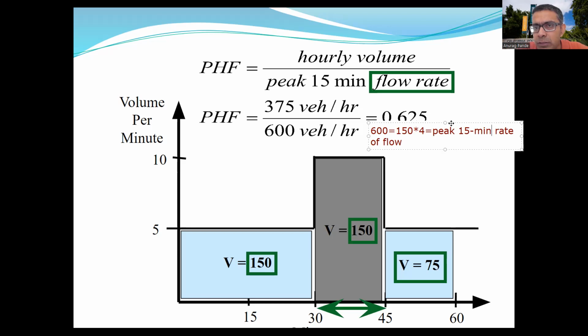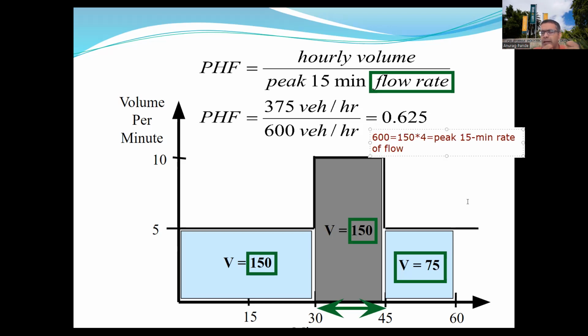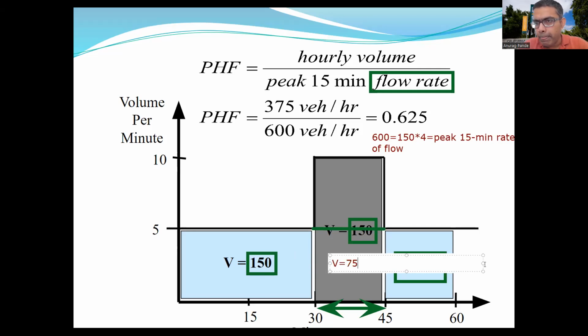Now, going back to this question that I asked you at the beginning, why is this a measure of uniformity? Now think about that. If this volume always continued at this level, if this volume never jumped up and you always had this 150 continue, and in this 15-minute period also only 75 vehicles came in, and then this V was also equal to 75, what would your peak hour factor look like in that case?